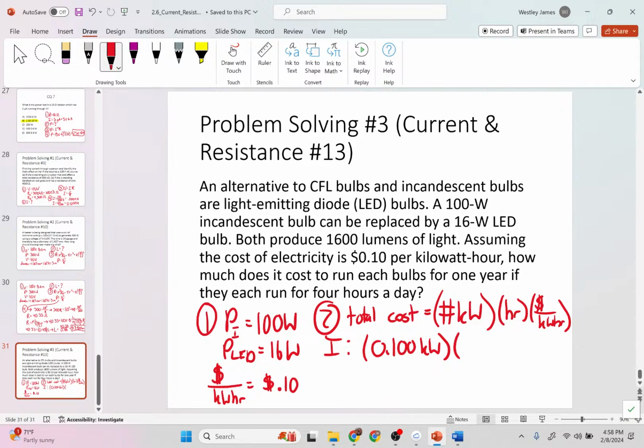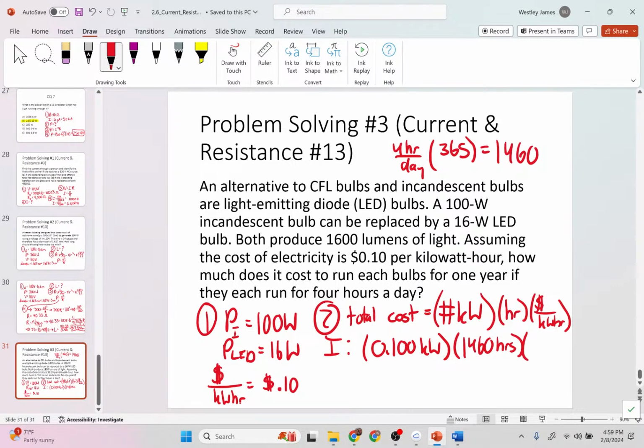How many hours does this run? Okay, so we got to calculate that real quick. Super simple. It says it runs for 4 hours each day. So 4 hours per day, just literally multiply that by how many days are in a year. Boom, we got the number of hours. That's how many hours it's going to get used for. 4 times 365. So that gives me 1,460 hours.